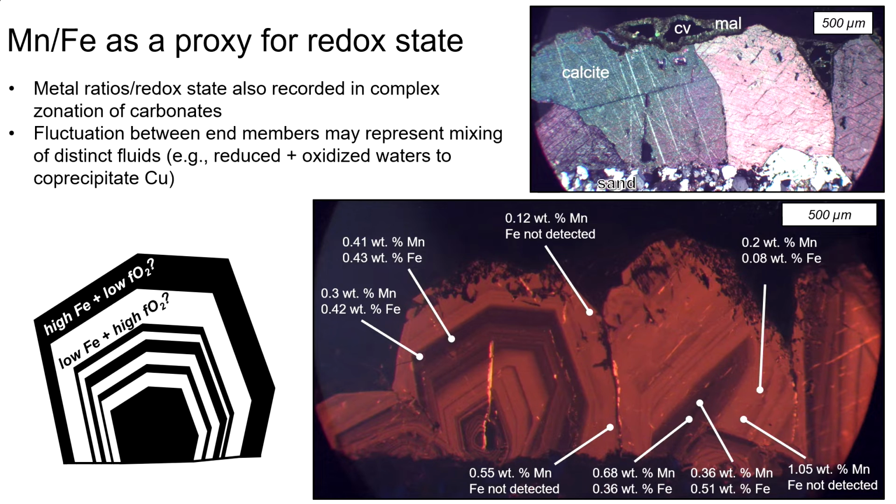And that actually has implications for how we're interpreting ore formation to occur, because previous authors have interpreted these things as being a mixture between reduced and oxidized waters to actually precipitate copper in these environments, and ultimately that's reflected within this zonation in the cathodoluminescence of these calcites.